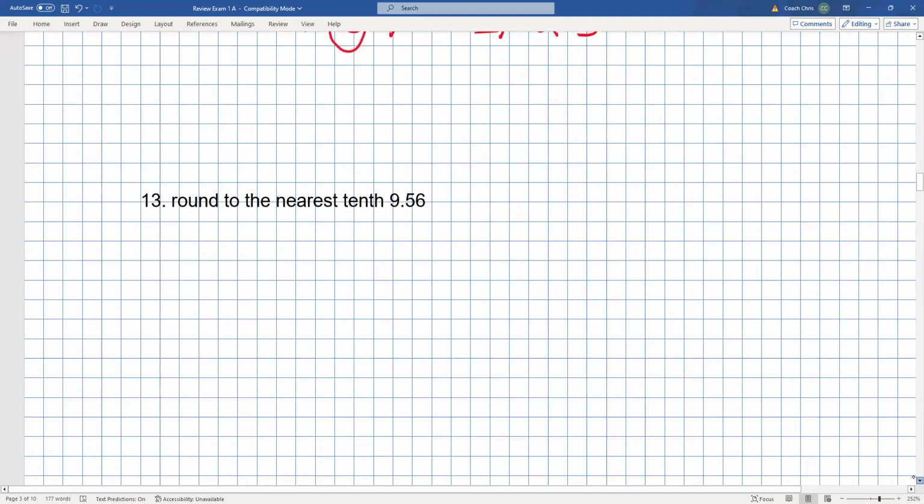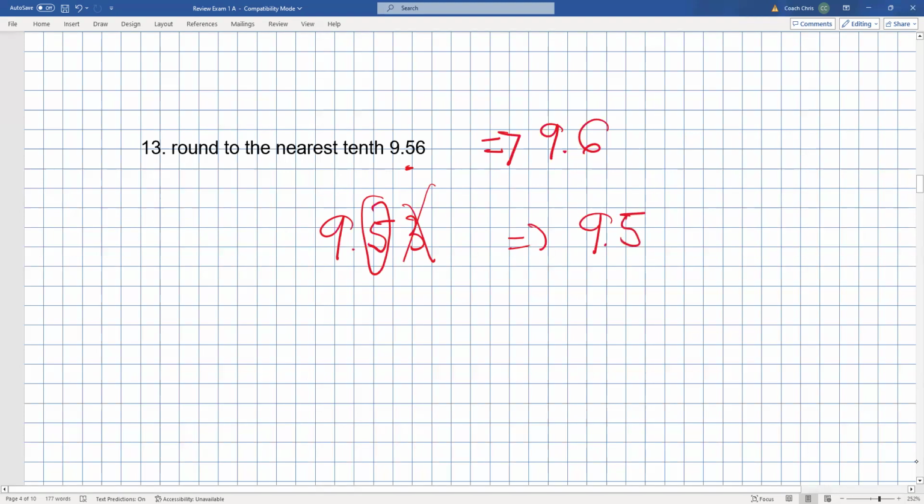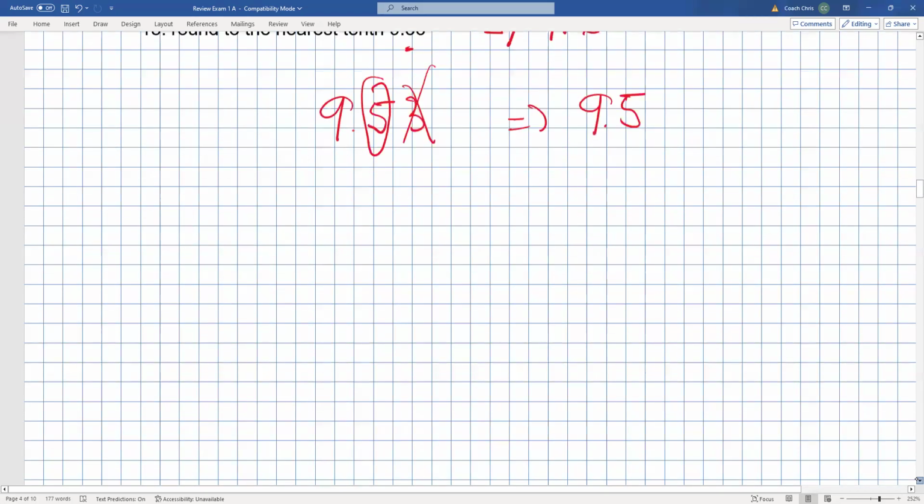Let's go this way. Here they say round to the nearest tenth. So 5, that's where you're supposed to stop. The number after 5 is 6. So this right here is going to become 9.6. If you have 9.53, your tenth is 5. Since the number after 5 is less than 5, you're going to drop everything after where you're supposed to stop, and then you're going to have a 9.5. Okay, all right. Let's keep going.